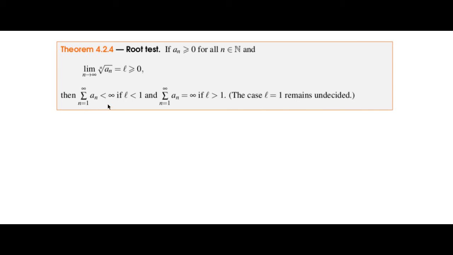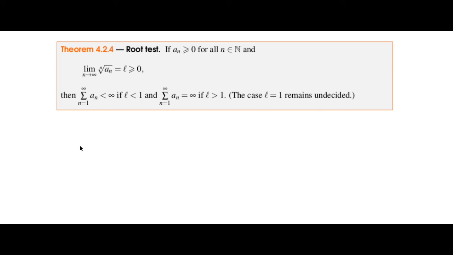Then this means that the series of a sub n is convergent if L is smaller than 1, and it will be divergent if L is greater than 1. And the case L equals 1 remains undecided. Okay? And so what's the idea behind this?